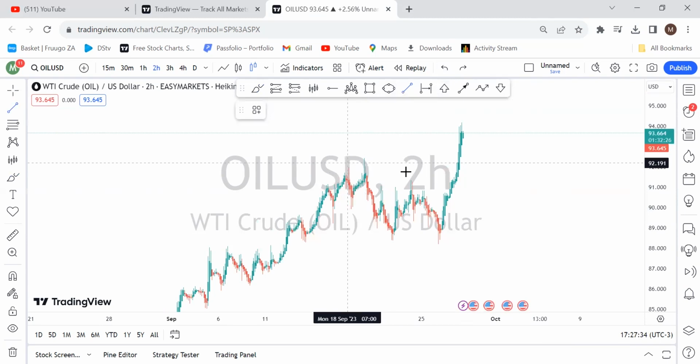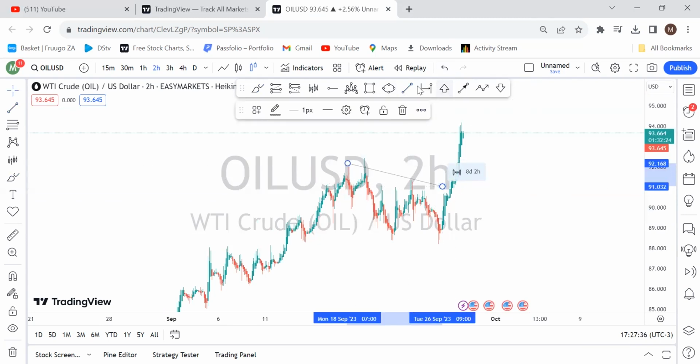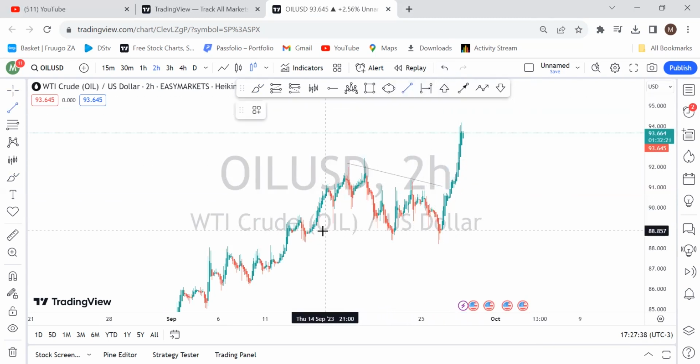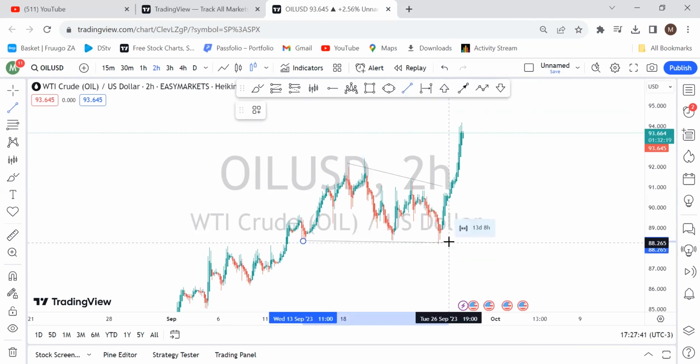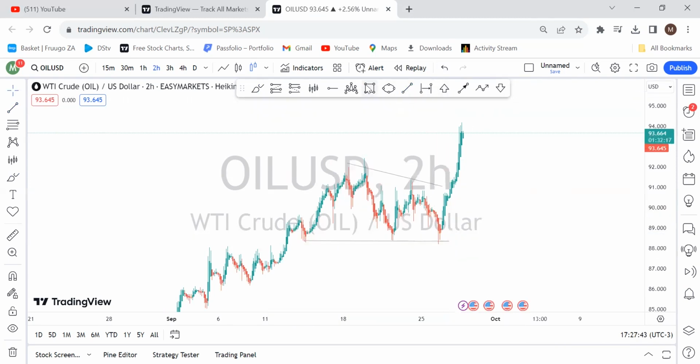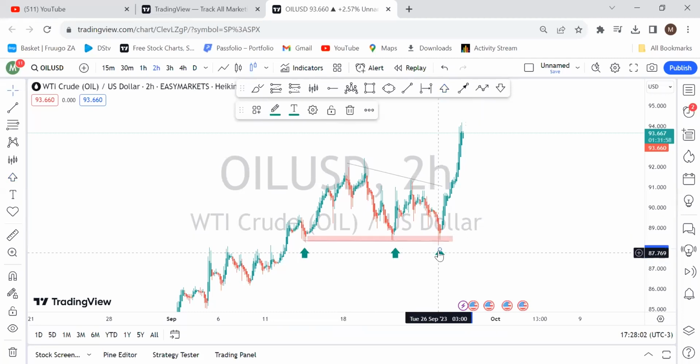So you would have had your resistance right there and then your support right here. So you could have either used the trend line or this rectangle right there. Then you start counting your touches. We have 1, 2, and the last touch, which is the third touch. Third touch being the highest probability, meaning that's where you base your trade off.